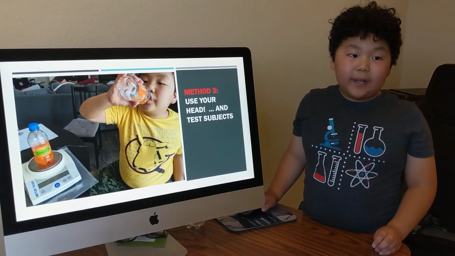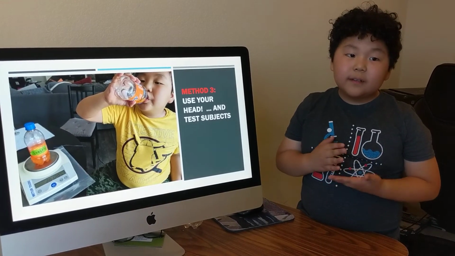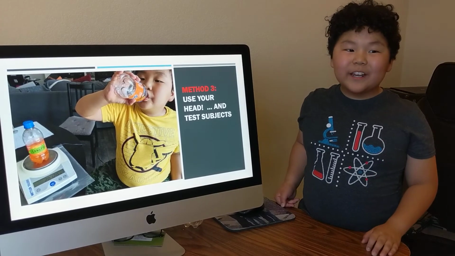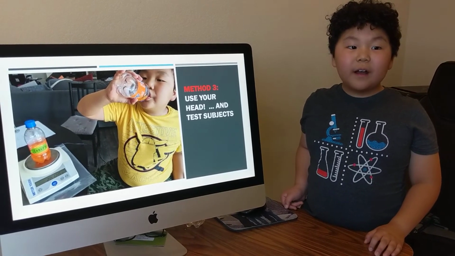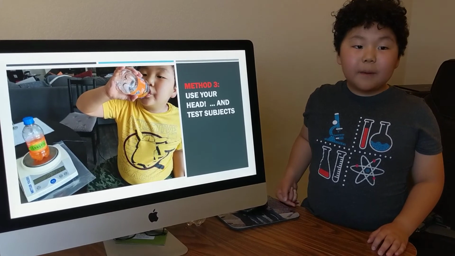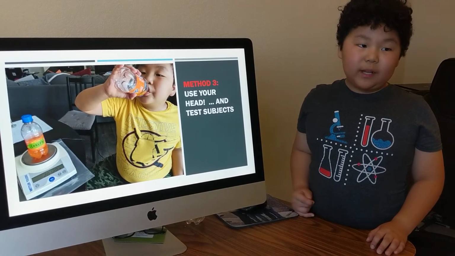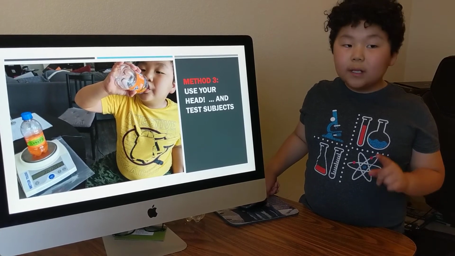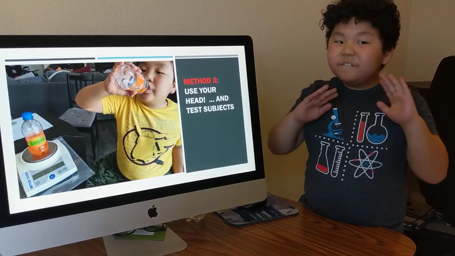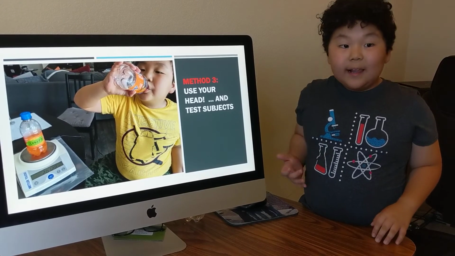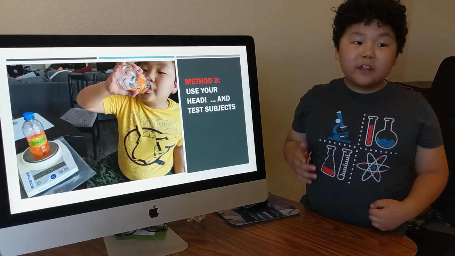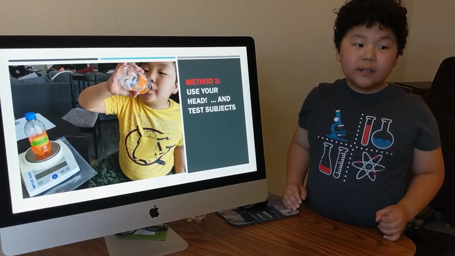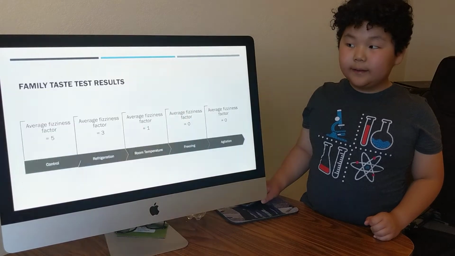The final method I used to measure fizziness in the soda was my taste buds. This was the best part of the experiment, tasting all the 5 samples. I also asked my family to participate and rate the fizziness of soda on a scale of 1 to 5. 5 is the fizziest of our control soda and is the most fizzy a soda can be. 0 is totally flat soda. Here's the data I collected.